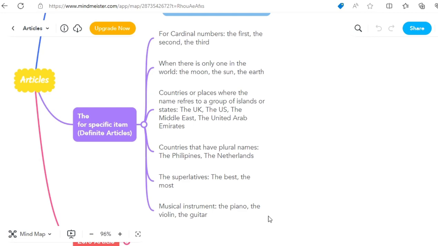For several countries or places where the name refers to a group of islands or states, we also use the. For example, the UK, the US, the Middle East, the United Arab Emirates. Some countries also have plural names such as the Philippines, the Netherlands. For stating superlatives, we also need to use the, like the best, the most beautiful, the most handsome, etc. Then, musical instruments also need to be mentioned with the, like the piano, the violin, the guitar, etc.